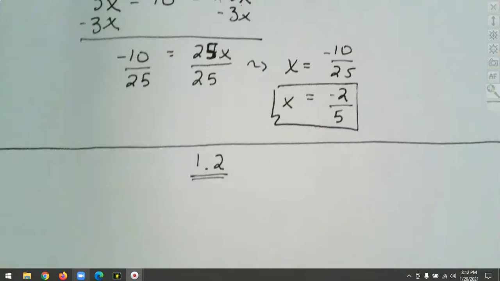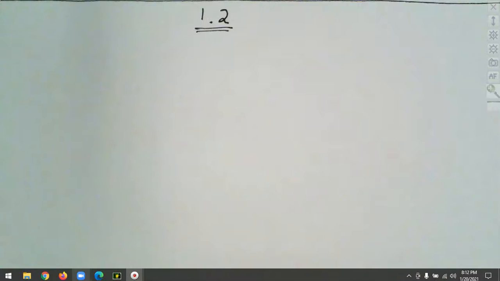So we're now going to move on and look at 1-2. And 1-2 is applications. These are applications that you probably have seen before. It might have been a while, so we're going to spend some time learning how to set these up. So we'll do a couple of examples of each type. We've got mixture problems where we mix chemicals together at different concentrations. We've got distance problems. We have interest problems. And then we also have geometric figures.